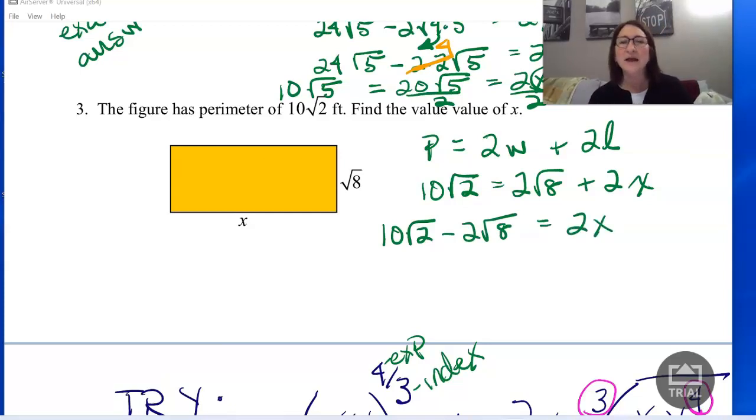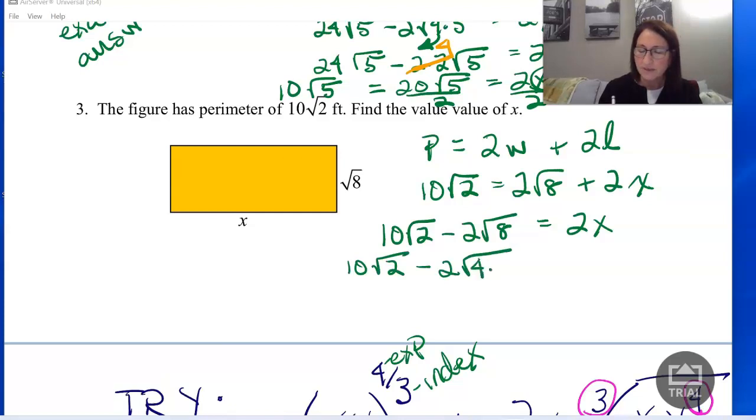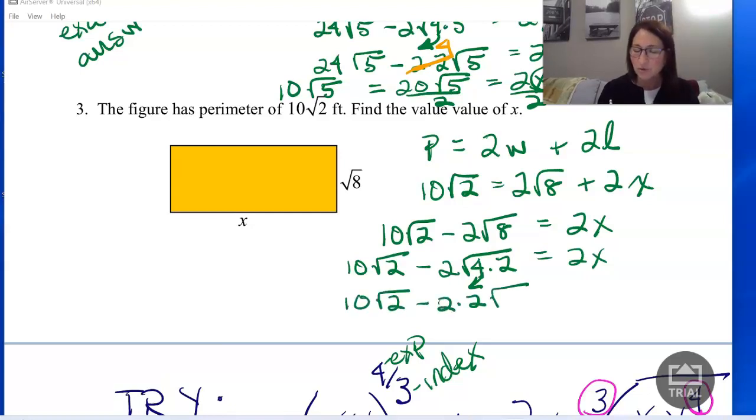I could simplify life a little bit right now by just dividing everything by 2. That's a little bit of a deviation. Let me do it exactly how, if you choose to do that, that's okay. But I'm going to go ahead and simplify 2 root 8. So 10 root 2 minus 2, 4 times 2 equals 2x. I'm going to bring out a 2. So I end up with 10 root 2 minus 2 times 2 root 2 equals 2x.